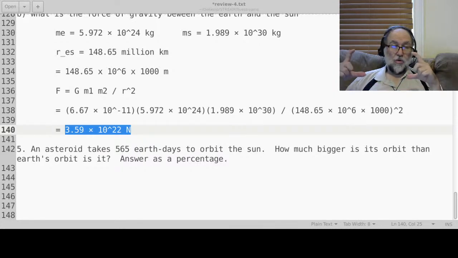Because the orbits are ellipses, there's a time when the planet is close, and there's a time when the planet is far away. When the planet is close to the Sun, it's moving fast. When the planet is far from the Sun, it's moving slow.